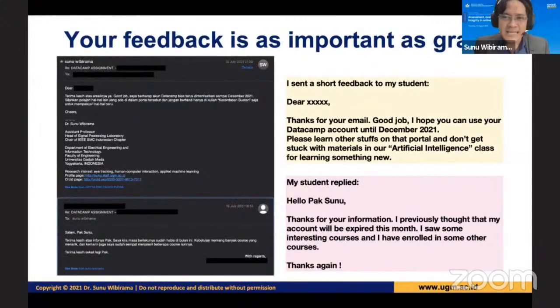Besides assignments, I think you have to give feedback to the students, because this is the most important one. So if you have a lot of assignments, I think you have to do a lot of work, because you have to give them feedback so that they can improve their skills. They can improve their competencies later on.